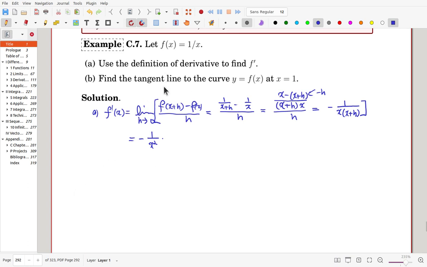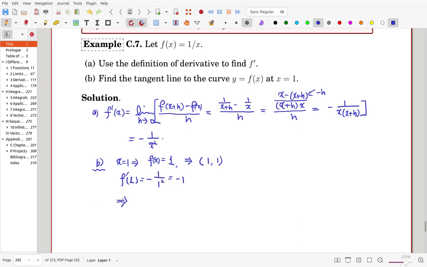Now we want to find the tangent line to the curve y equals f of x at x equal 1. So here we have to find the point and slope. x is 1, which means f of x, which is 1 over x, is 1. So from here, we know that the point is 1 and 1. Now, how about the slope? The slope can be found by using the derivative f prime at 1. That is the same as minus 1 over 1 squared, which is minus 1.